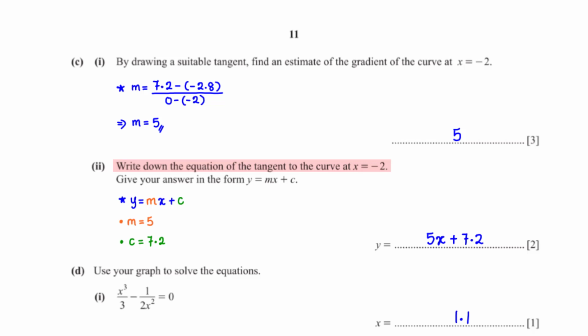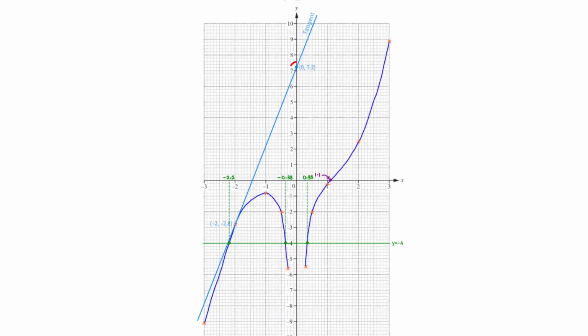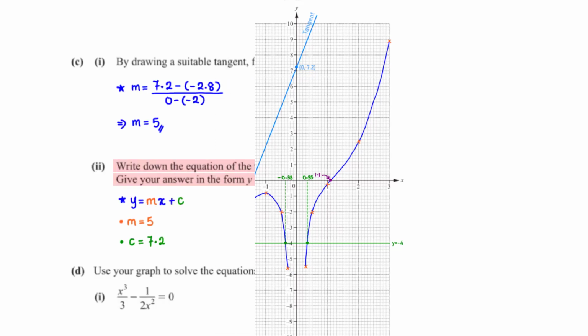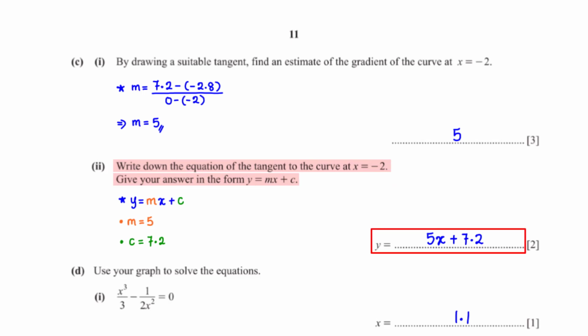Write down the equation of the tangent to the curve at x equals negative 2. Give your answer in the form y equals mx plus c. All we need to do is find the values of m and c and plug them into y equals mx plus c. We found m in the previous question as 5. To get c, we pick the point on the y-axis through which the tangent passes, which is 7.2. So we have y equals 5x plus 7.2.